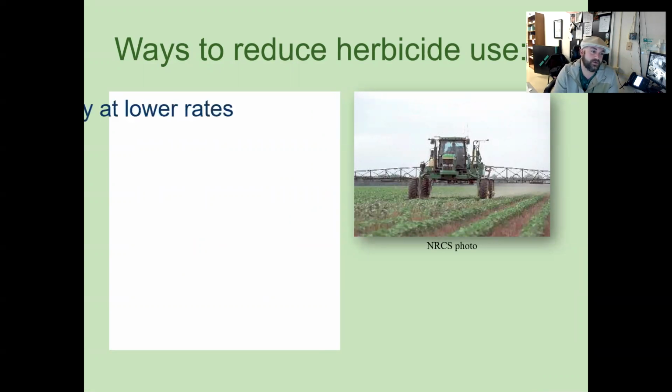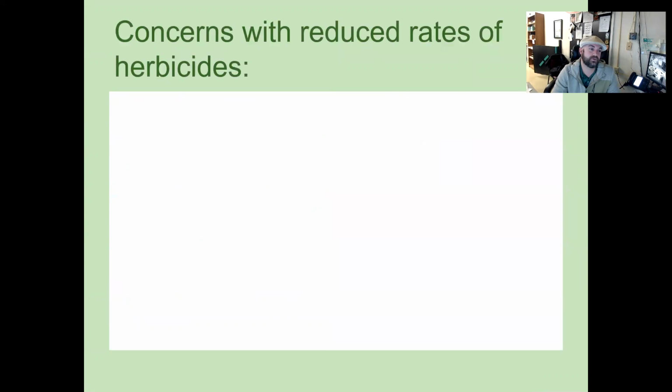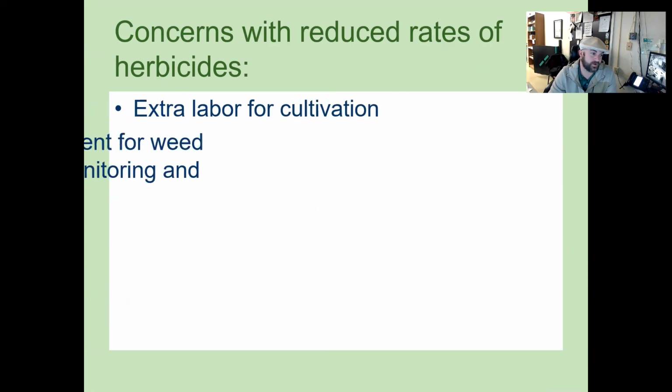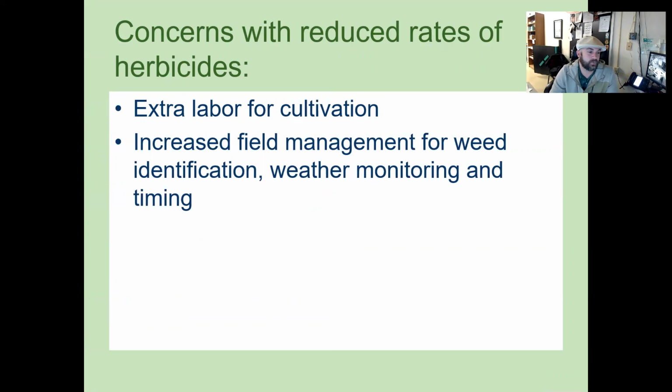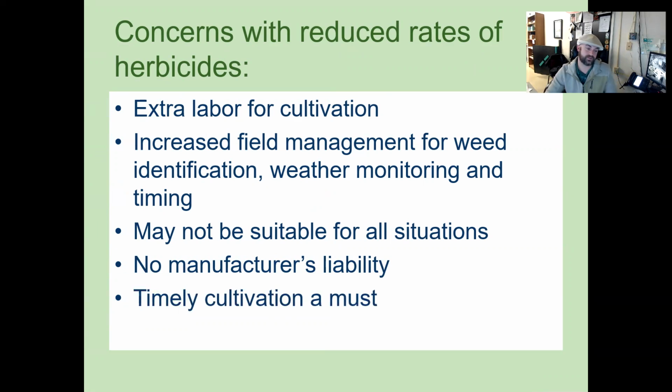So ways to reduce herbicide use: apply at lower rates, banding herbicide only on rows with mechanical cultivation between rows, and may reduce crop yields. So some concerns with reduced rates of herbicides: extra labor for cultivation, increased field management for weed identification, weather monitoring, and timing, may not be suitable for all situations, and no manufacturer's liability. And also, timely cultivation is a must. So keeping on a schedule, even if you were using higher rates of pesticides, is always a great idea because you want to make sure you're keeping everything and doing it in a timely manner.